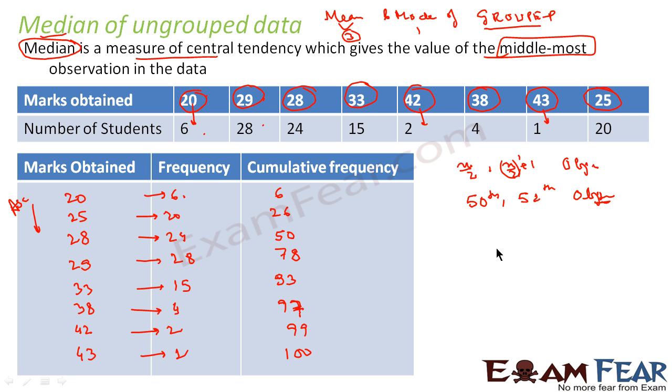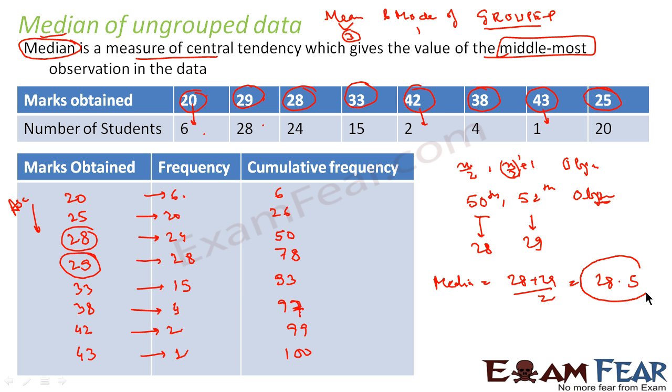What is the value of the 50th observation? If you see, up to 50 it is in this range. So the 50th observation is 28. The 51st will now lie in this bracket, because 51 to 78 is in this bracket. So the 51st is 29. I have to take the mean of these. Therefore, median will be nothing but the mean of 28 and 29. That becomes 28.5.